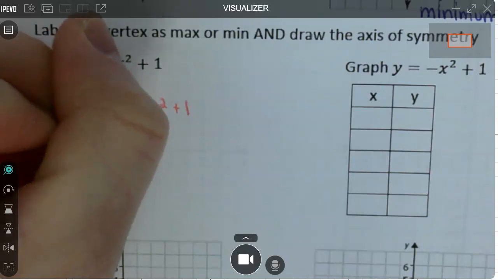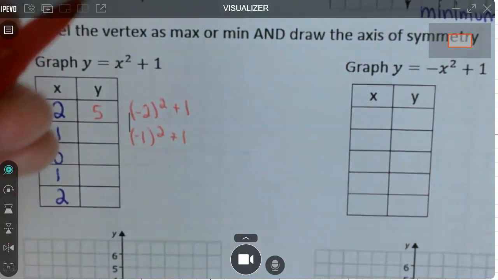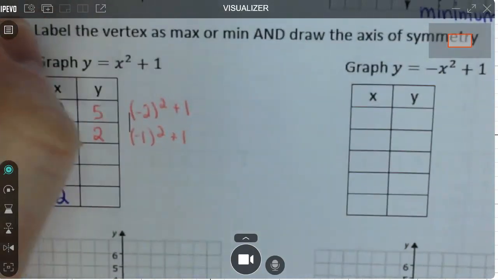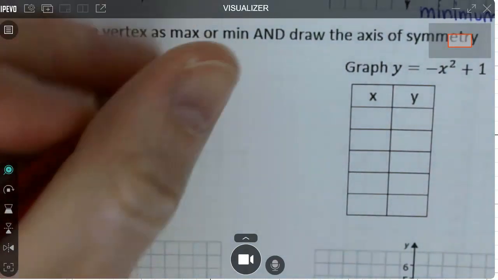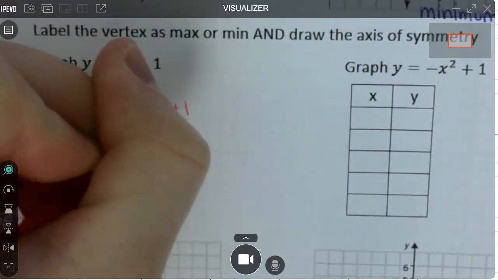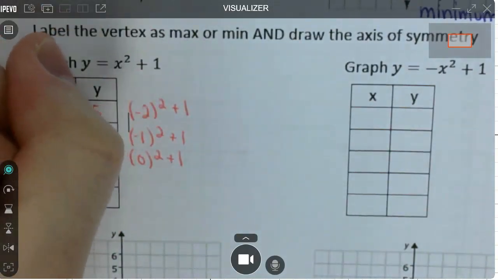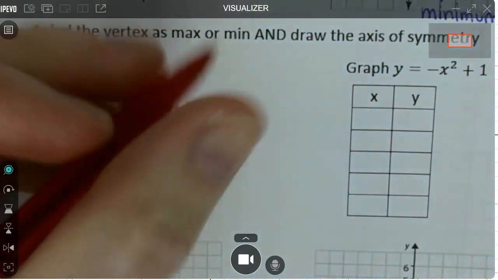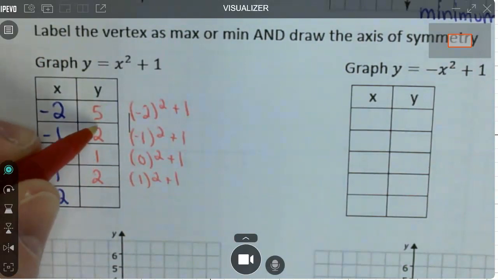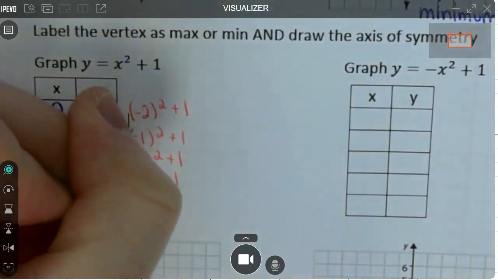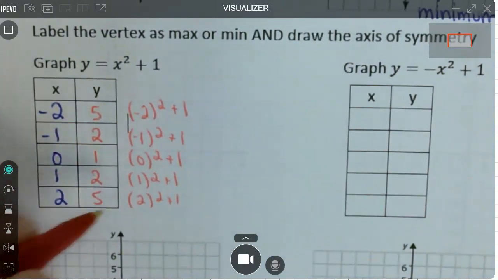And then as we go down the list here, -1 squared is 1, plus 1 is 2. The other day, all of our vertices were at 0, 0. Well, now, if I make x 0, 0 squared is still 0, but I'm adding the 1. So now my vertex is at 0, 1. And then 1 squared plus 1 puts me at 2. There's that partner point with that one. And then my 2 squared plus 1 puts me at 5. And I have that partner point right here.